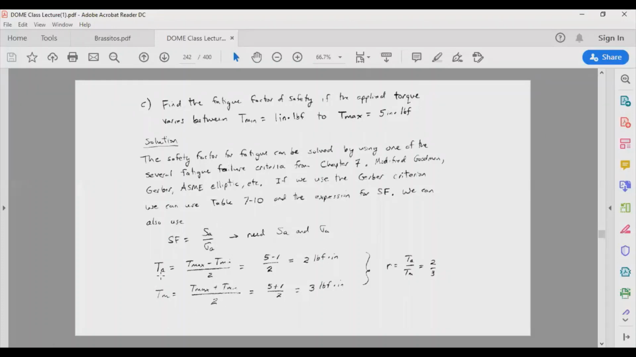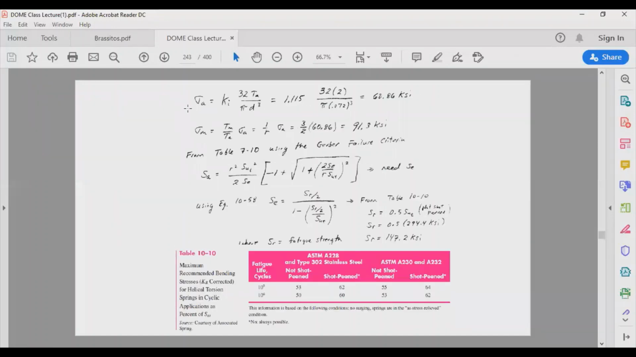So first of all, we can find the alternating torque, which is the maximum minus the minimum divided by 2. 5 minus 1 over 2 is equal to 2, and then we can get the mean torque, T max plus T min divided by 2, and then you are going to end up with this. So now we have the alternating and then the mean torque. We can then find the alternating bending stress and the mean bending stress inside the wire that makes up the torsion spring. And these equations are already provided to you.